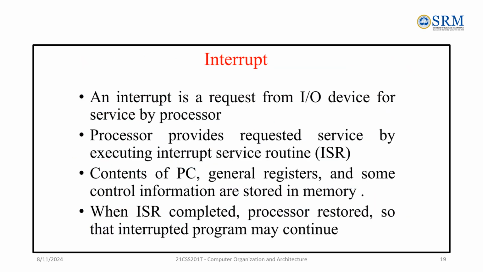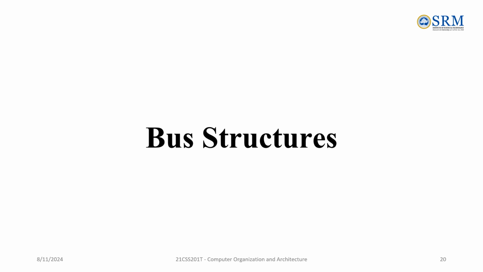Next is interrupt. An interrupt is a request from an IO device for service by the processor. The processor provides the requested service by executing the interrupt service routine, that is ISR. Contents of PC, general registers, and some control information are stored in the memory. When the ISR is completed, the processor restores them from the memory.